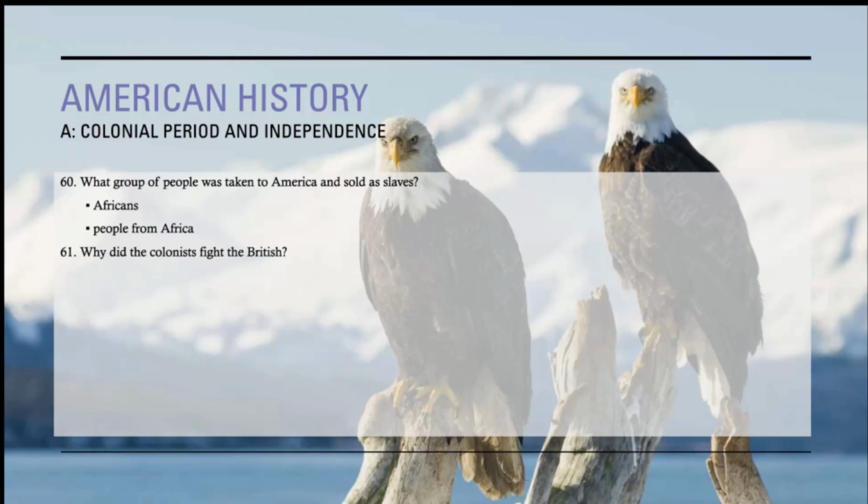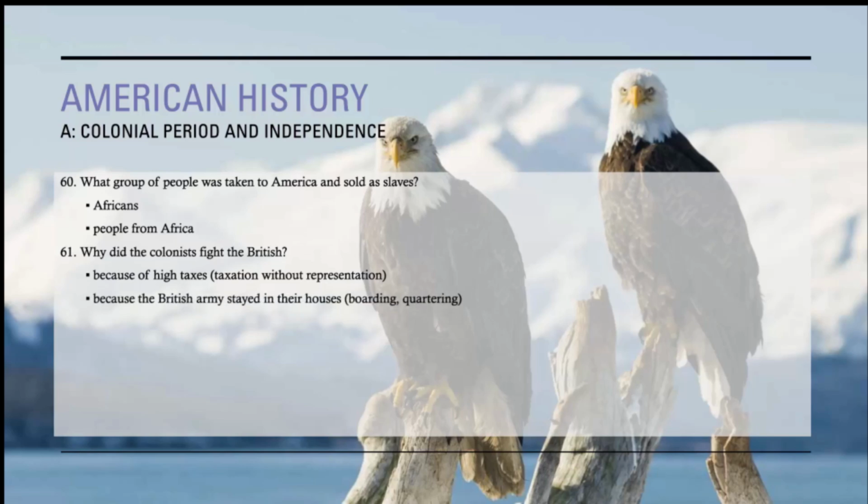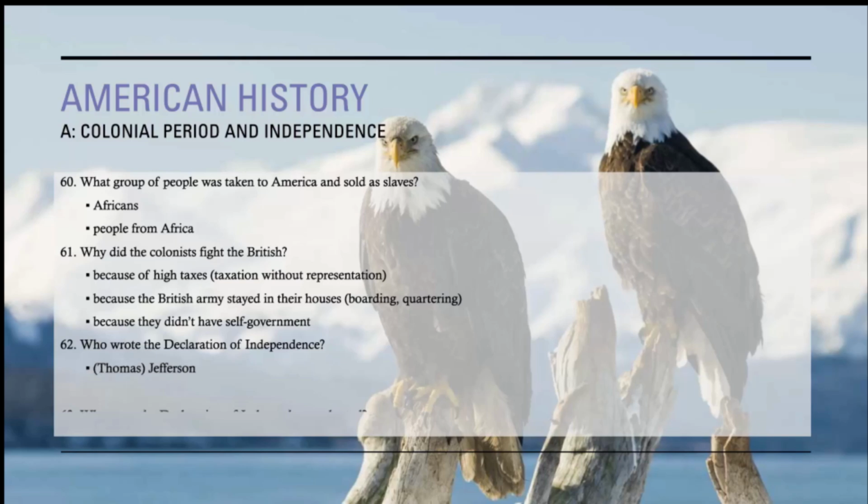Question number 61. Why did the colonists fight the British? Because of high taxes, taxation without representation, because the British army stayed in their houses, boarding and quartering, because they didn't have self-government. Question number 62. Who wrote the Declaration of Independence? Thomas Jefferson. Question number 63. When was the Declaration of Independence adopted? July 4th, 1776.